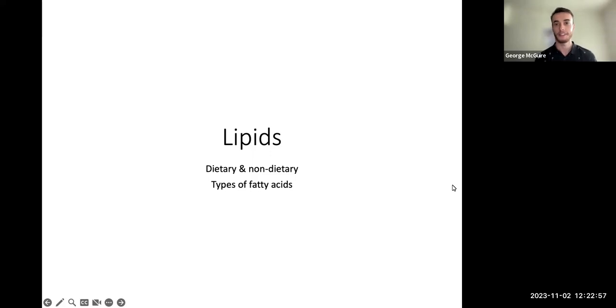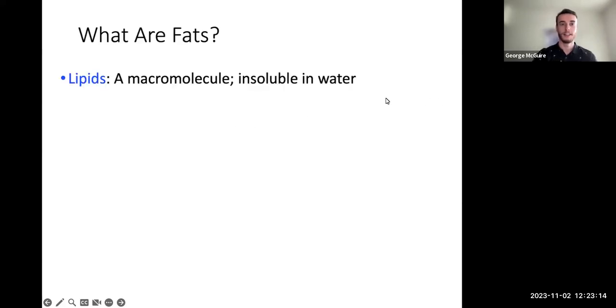So this week we'll be moving on to our second chapter, looking at our different macronutrients. This time it'll be on lipids. And so in this first part, we're going to look at just the different types of fatty acids and talk about which lipids are dietary versus non-dietary. So all the fats that we're getting in our diet, the fat that you see described on your nutrition facts panels, that is referring to lipids.